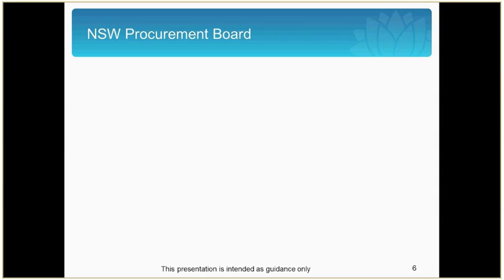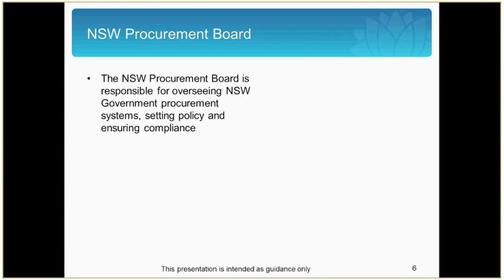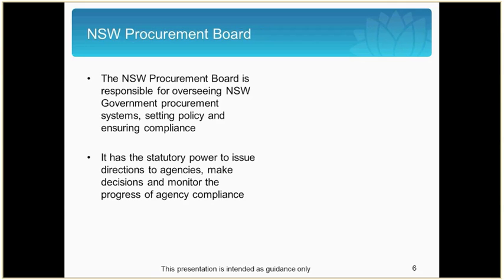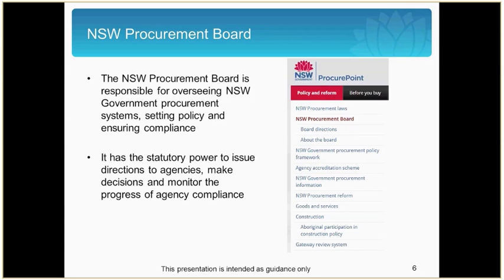The New South Wales Procurement Board is responsible for overseeing New South Wales government procurement systems, setting policy and ensuring compliance across government. It has the statutory power to issue directions to agencies, make decisions and monitor the progress of agency compliance. If you would like to find out more information about the Procurement Board, it can be found on the Procure Point website under the Policy and Reform tab here.